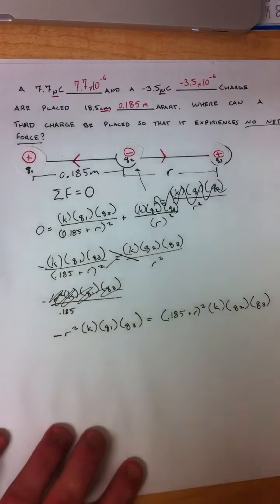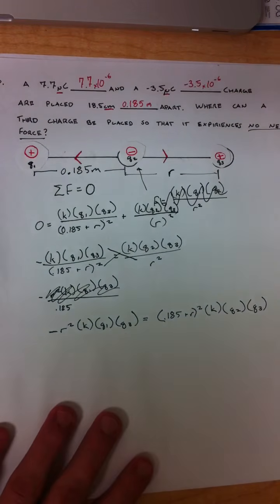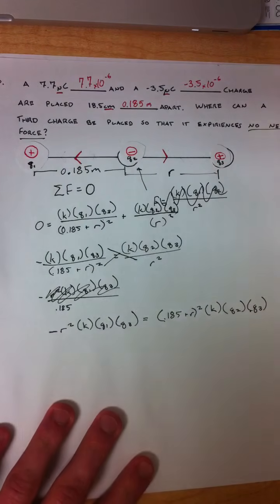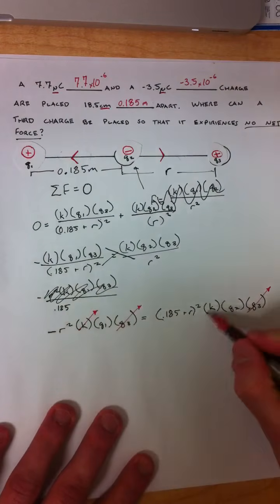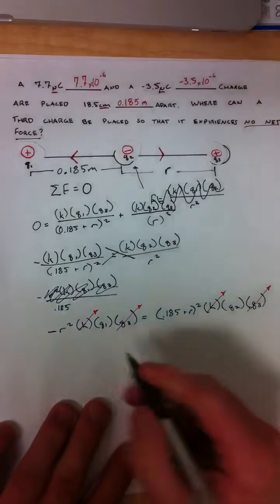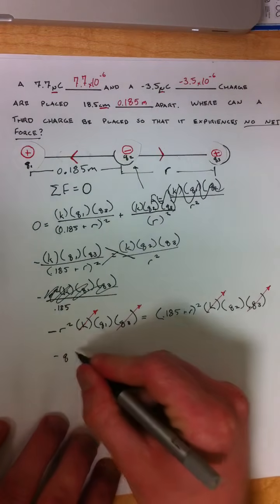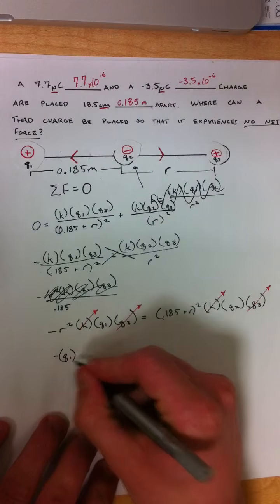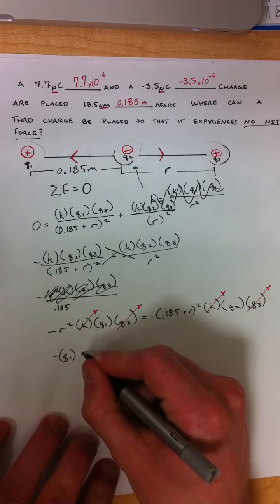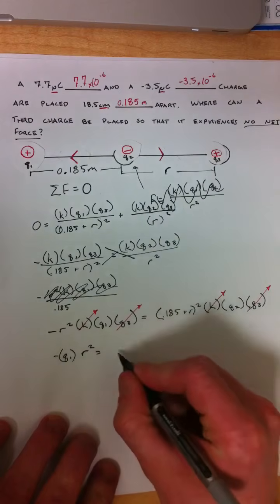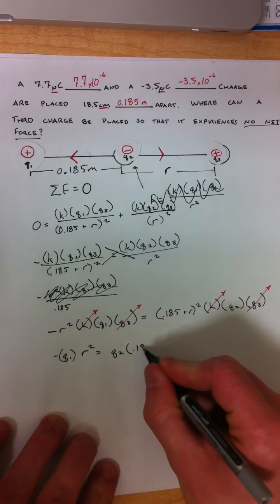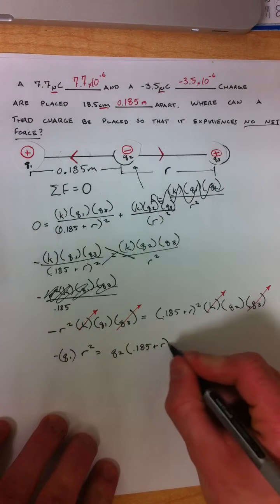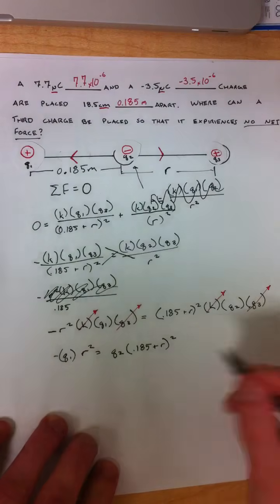Now we'll see some things happen right here that are kind of nice to work with. We'll notice that we have a charge, our q3, on both sides, so we can cancel those out, and we also have a k on both sides. We'll go ahead and cancel those k's out. So what this boils down to is negative q1 times r squared equaling q2 times (0.185 meters plus r meters) squared.